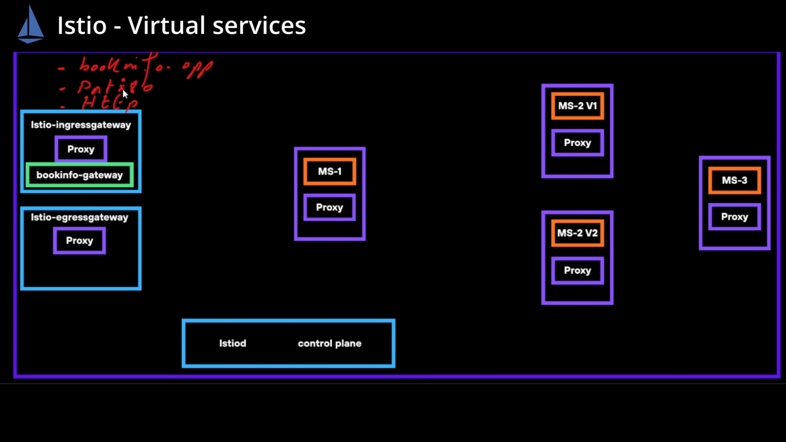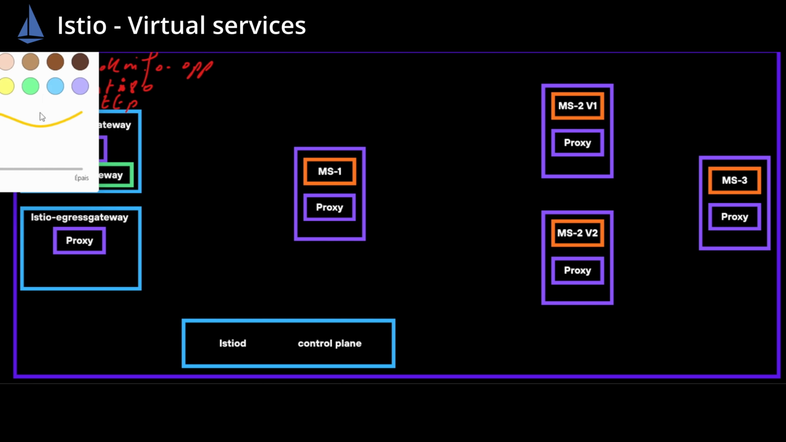Now we have to handle the traffic coming to this gateway. Where and how should the traffic coming to the bookinfo gateway be routed? To specify how and where to route the incoming traffic, we can use virtual services. A virtual service is an Istio CRD which provides advanced traffic routing rules. It offers, for example, traffic splitting, canary deployment, A/B testing, URI-based routing, and more advanced features.